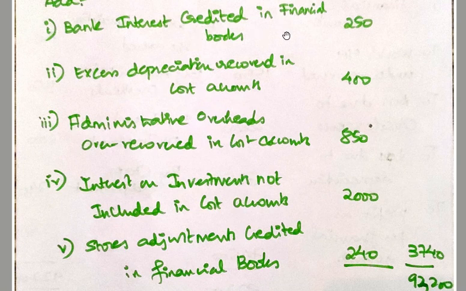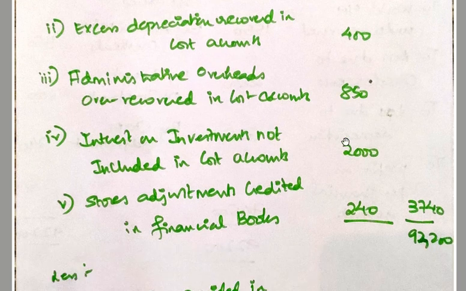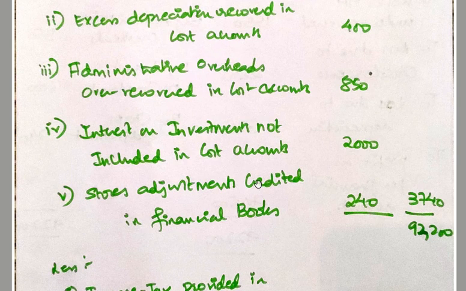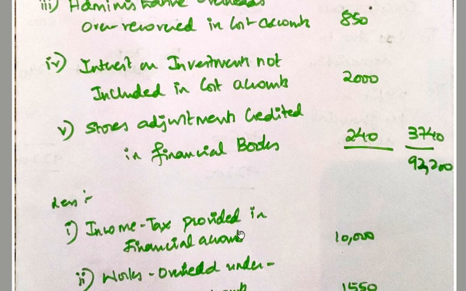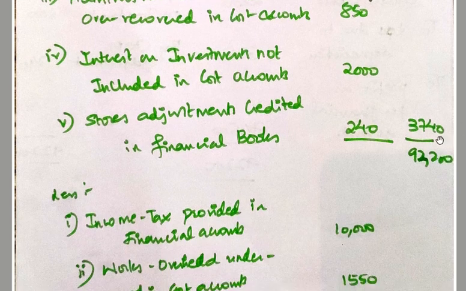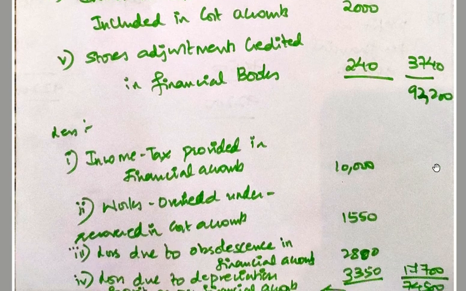So bank interest credited in financial books 250, so it is income. For excess depreciation recovered in cost books, it is an over expense in your cost book, so you will add it. Administration overheads over recovered, so add it, 850. Interest on investment not included in cost books, it's an income which is not included, so add it. Stores adjustment, it's a financial adjustment, so you add it. So the total you get is 3,740. So when you add it to your profits, you get the total to be 92,200.